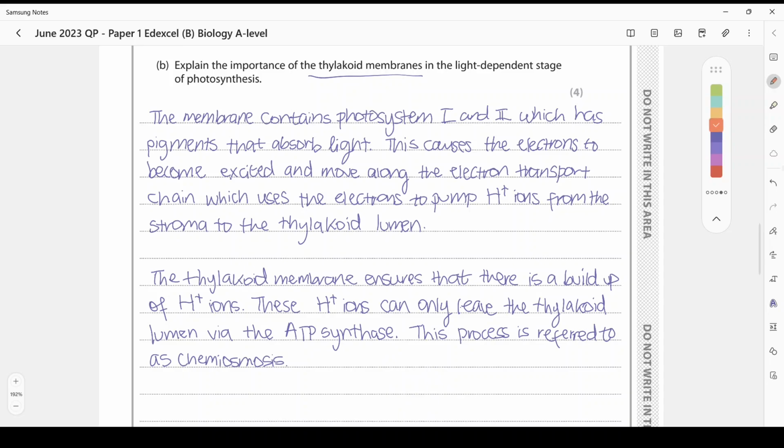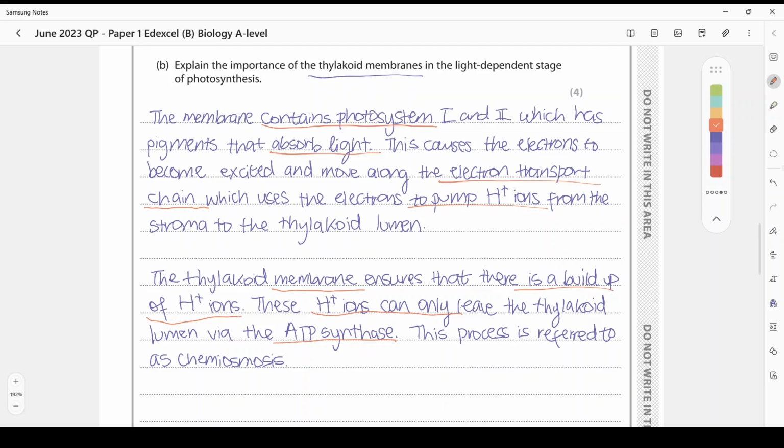Let's go over the marks. So the first mark is contain photosystems that absorb light. That's one mark. The second mark is electron transport chain, which is used to pump protons. That's the second mark. The third mark is the membrane allows for the accumulation of these protons or hydrogen ions. That's the third mark. And then we can say that ATP synthase allows for the hydrogen ions to leave.